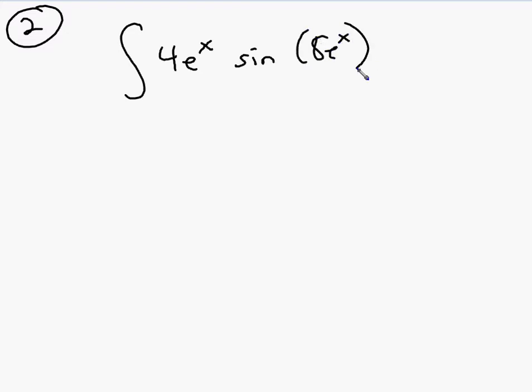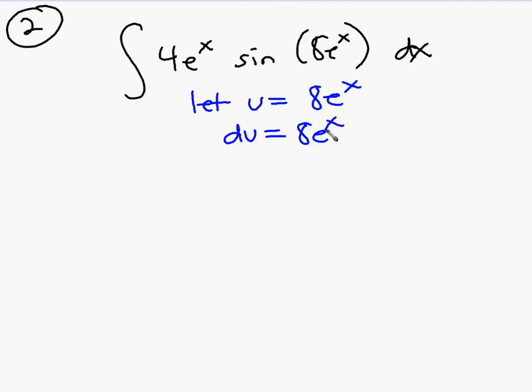This would be example number 2. The integral of 4e to the x sine of 8e to the x dx. This one's actually much, much easier. What would I let u be? I would let u be 8e to the x. But I think this situation actually showed up earlier in the week, so it's good that we're going over it. If u equals 8e to the x, then doesn't du equal 8e to the x dx?